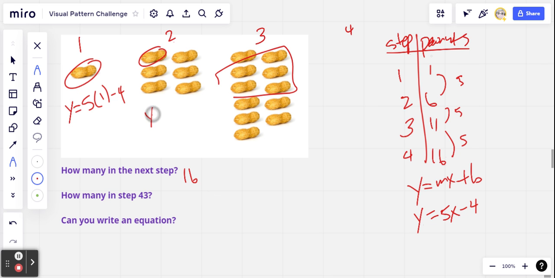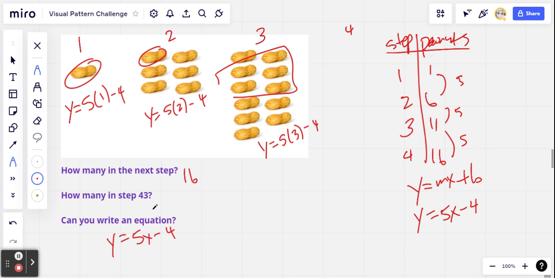So let's try that. Y equals 5 times step 2, minus 4. So that'd be 10 minus 4, that'd be 6. Yeah, that's what we've got in step 2. How about step 3? Y equals 5 times 3 minus 4. 15 minus 4 would be 11. Yeah, that's what we've got in step 3. So this equation, y equals 5x minus 4, seems to be working.